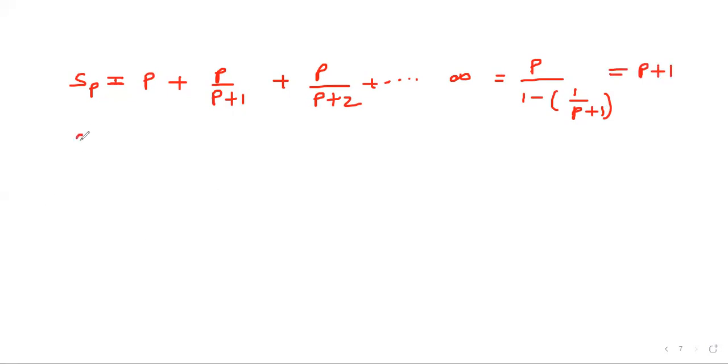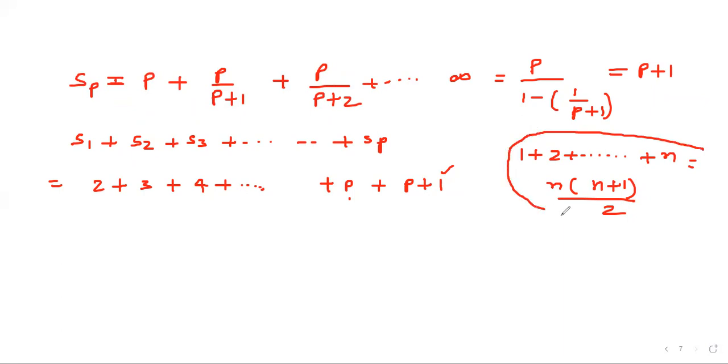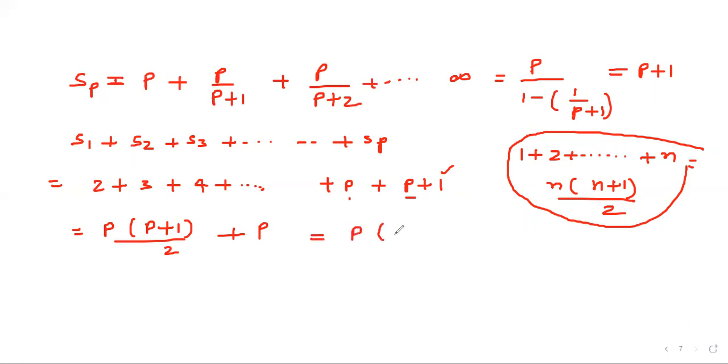Now, we have to find out S1 plus S2 plus S3 till SP. So, let's write the values. Values are 2 plus 3 plus 4 plus dot dot dot plus P plus P plus 1. So, we can take this one here, so 1 plus 2 plus 3 till P. We apply the formula N into N plus 1 divided by 2 for numbers starting from 1, 2, 3 till N. So it will become P into P plus 1 divided by 2 plus this P right here. On simplification, we will get P into P plus 3 divided by 2, which is our answer. Now, let's consider the next question.